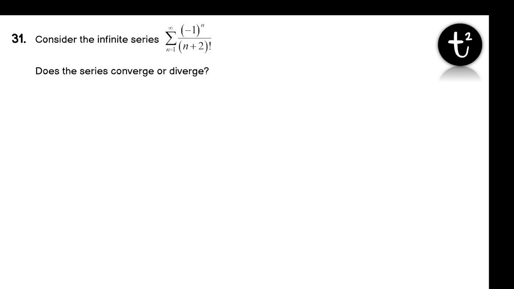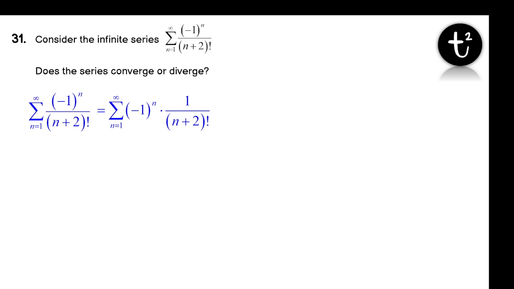Problem number 31, we're going to consider the infinite series negative 1 to the power n divided by n plus 2 factorial. Step 1 is to check and see whether this series will converge or diverge. And so for this, again, I'm going to first factor out that alternating component, and I'm going to use the alternating series test. So I'm going to check, is 1 over n plus 2 factorial decreasing?